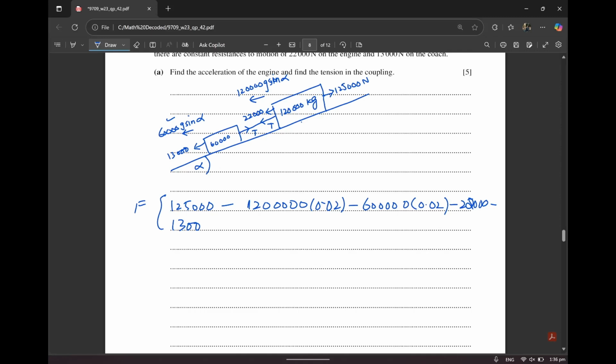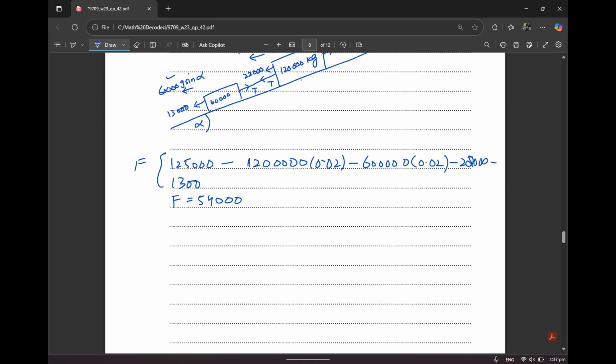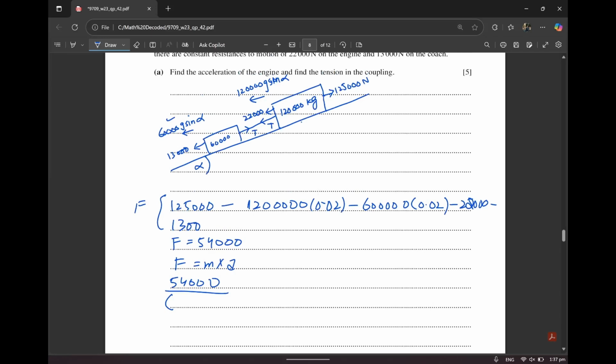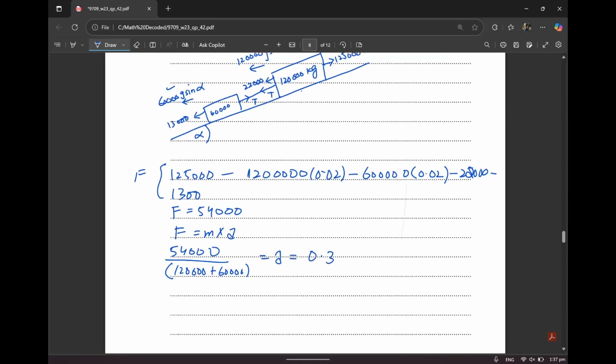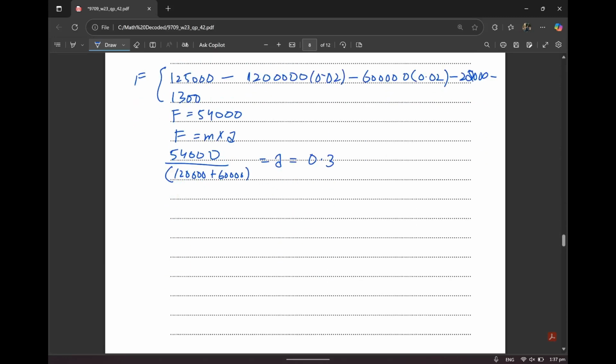This comes out to be 54,000. Now I'll use the formula F is equal to m into acceleration. I know this is 54,000 divided by the masses. The masses will be taken of the engine and the coach, 120,000 plus 60,000. That's going to give me the acceleration. Acceleration is going to come out as 0.3. So we found the acceleration.